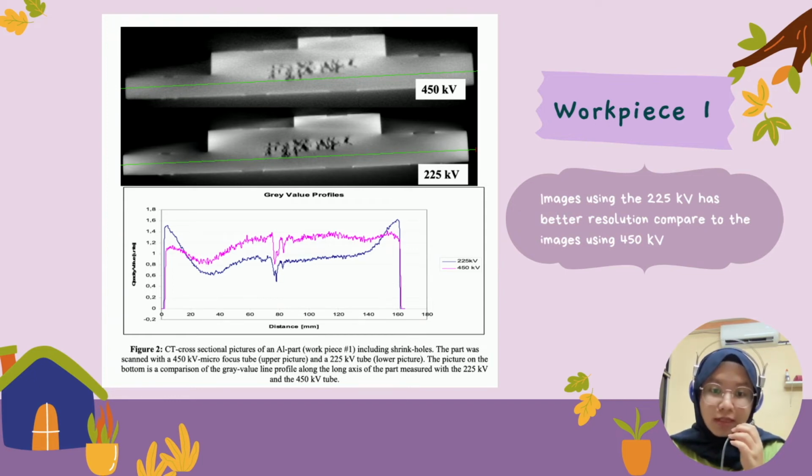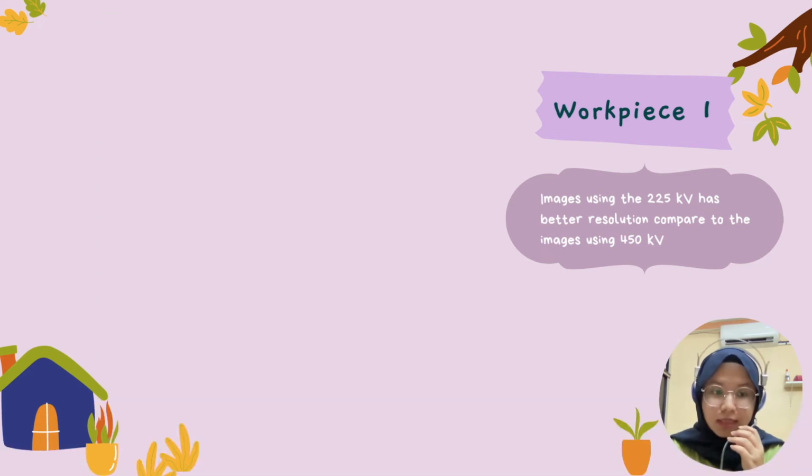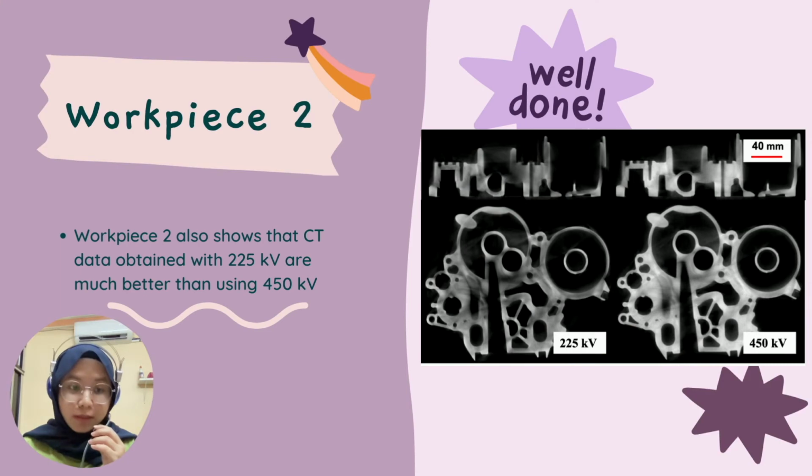The CT results obtained with the 450 kV tube, on the other hand, show not bad, but kind of blurred images. The gray values within the material and the air are relatively constant, but the resolution is significantly reduced. So it is kind of difficult to differentiate between the details. Moving on to workpiece number 2.